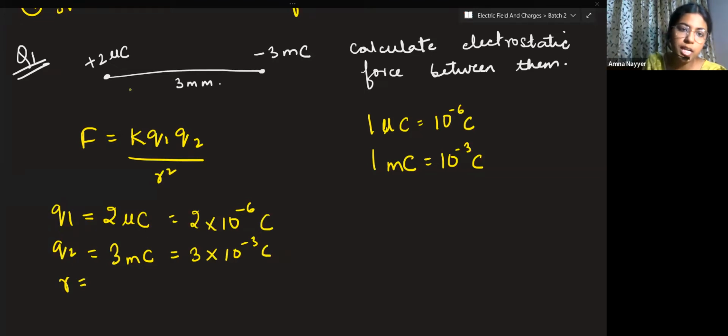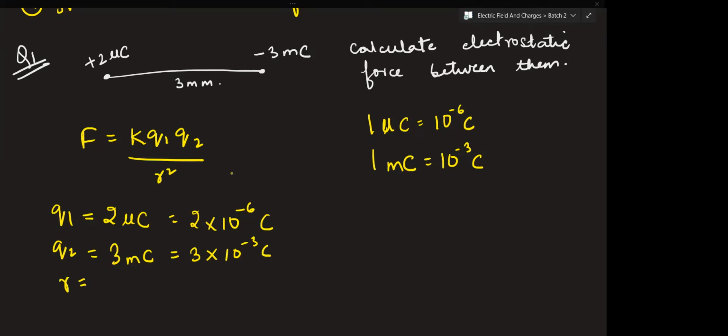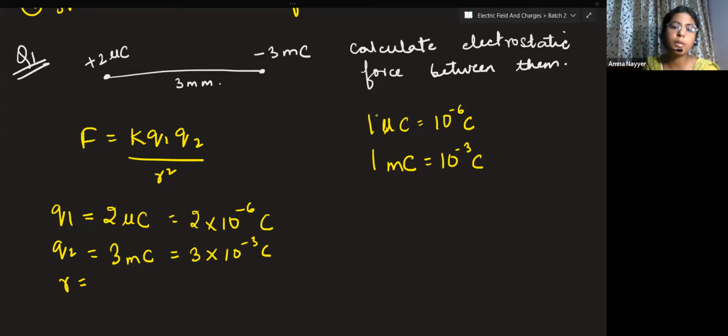Just look at the first charge, plus 2 microcoulomb. Look at the second charge, minus 3 millicoulombs. With what separation are they present? Hafsa, what is the separation between the two charges? Three millimeter. 3 millimeters. So how do I write it in SI units?